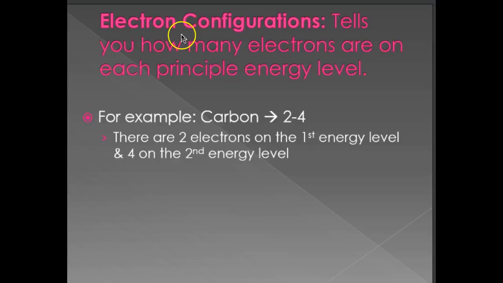The electron configuration tells you how many electrons are in each principal energy level. So the electron configuration we're looking at is mainly the Bohr electron configuration, where we're looking at how many electrons are in each ring, kind of like planets, around the nucleus. So for example, carbon is 2-4, and you could find that on your periodic table. That means that there are 2 electrons in the first energy level and 4 electrons in the second energy level.